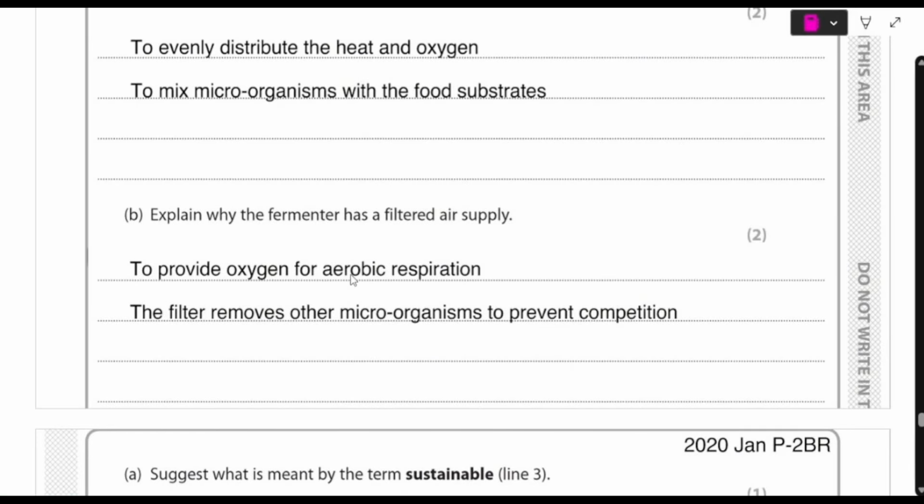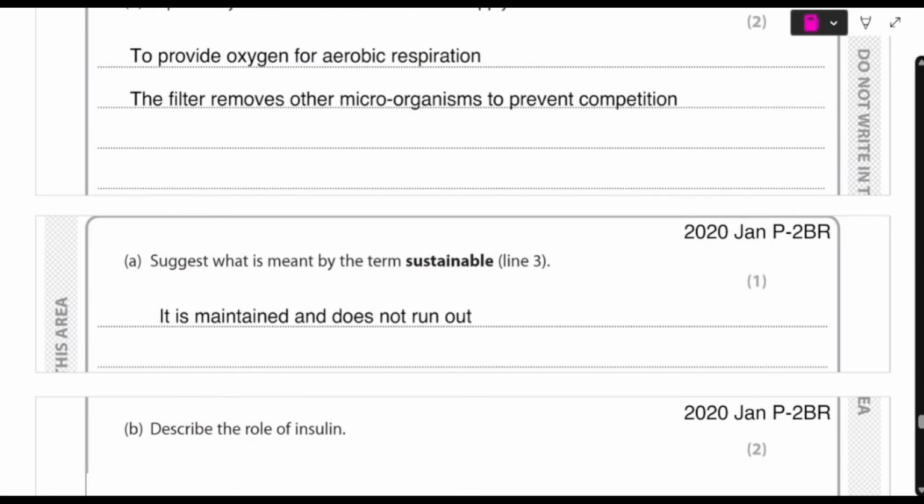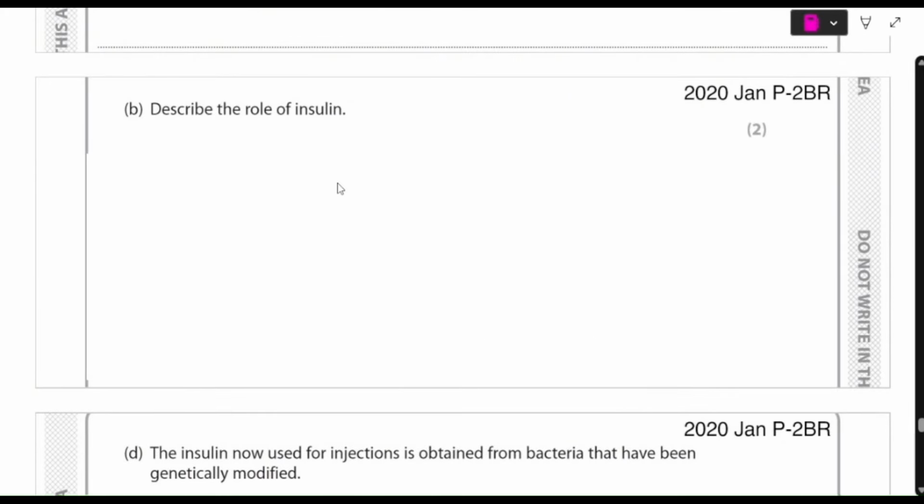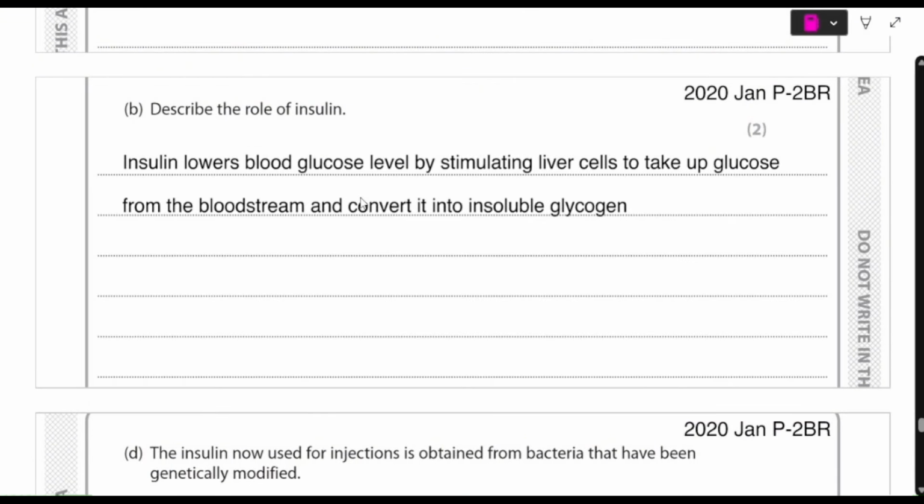And they've asked us to explain what is meant by the term sustainable. So sustainable is anything that does not run out. So it is maintained and does not run out. Describe the role of insulin. So insulin converts glucose into glycogen, lowering the blood glucose level. It lowers the blood glucose level by stimulating liver cells to take up glucose from the bloodstream and convert it into insoluble glycogen.